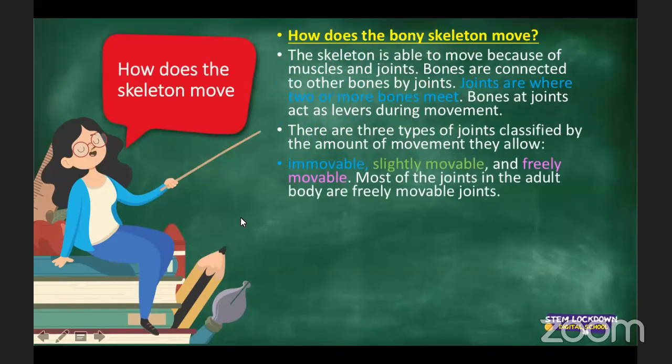There are three types of joints, as I said earlier on: immovable joints, as you can see, written in blue, then the slightly movable joints, which are written in green, and freely movable joints. Most of the joints in an adult body are freely movable joints.